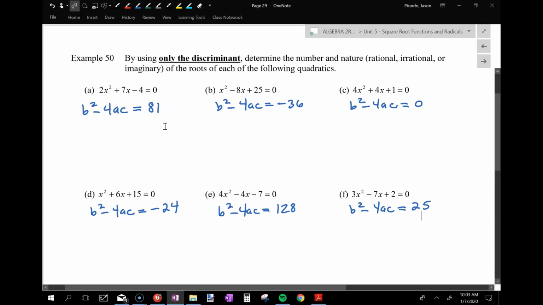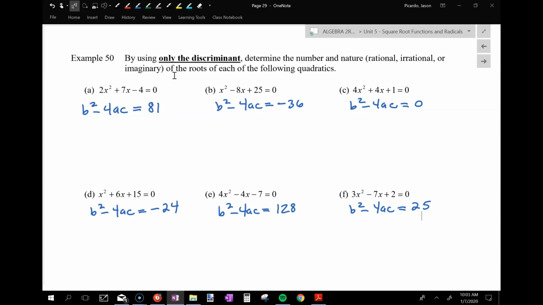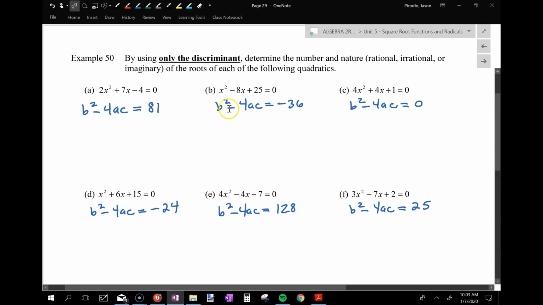So what do we have? We have some that are positive, some that are negative, and some that are equal to 0, right? And this is where we're now going to what? We're going to describe the roots. So you're going to tell me three things. How many? Are they real and imaginary? Are they rational or irrational? Which two can I do really, really quickly? B and D. Why? Because they're negatives, right? And if I have negative numbers, I know I have no real roots. I have two imaginary roots.